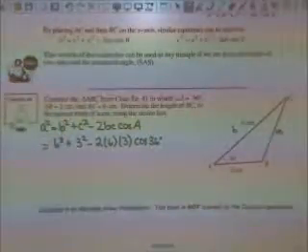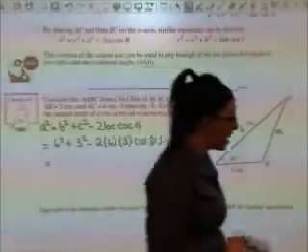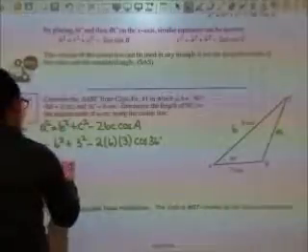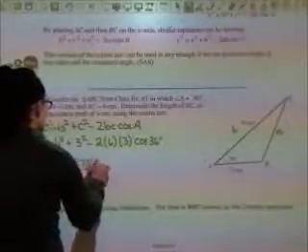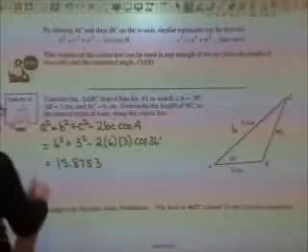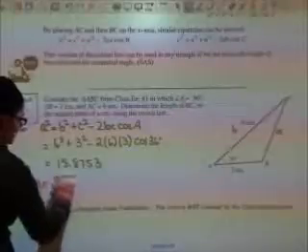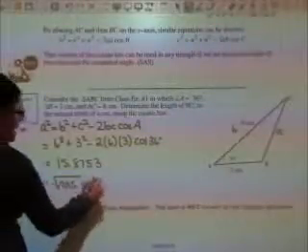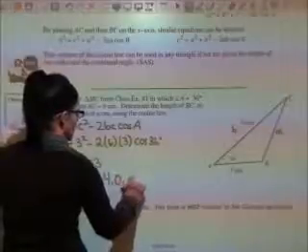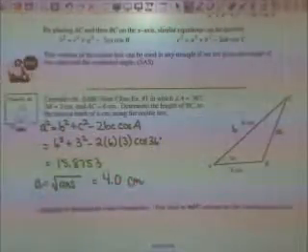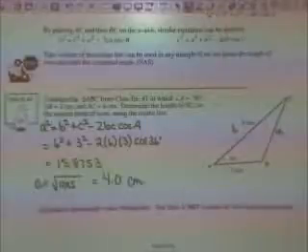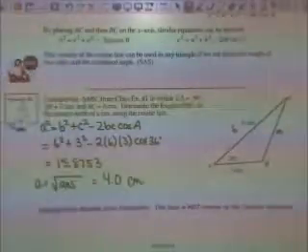So I put all of that into my calculator. And my calculator gives me a value of 15.8753, which is actually the same thing that we got last time. And then we take the square root of it. So we take the square root of that answer, and I still get 4.0 centimeters rounded to the nearest tenth. Next example. Press pause and try this example on your own.